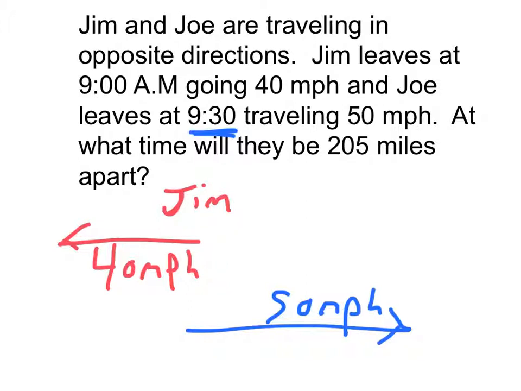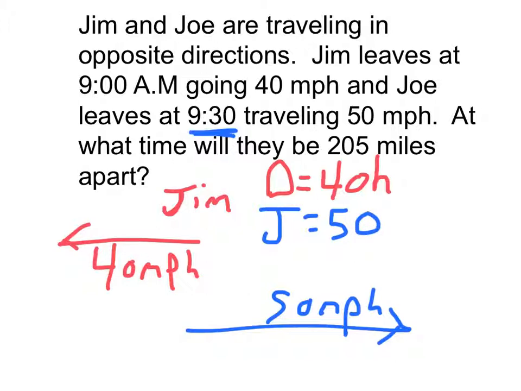Okay, so the distance Jim has traveled, we can make an equation for that. It depends on how many hours we've said he's gone. Jim is going at 40 miles per hour. We use H for hours. And the distance Joe has traveled, it would be 50 miles per hour. But since Joe is delayed a little bit, he leaves at 9:30 instead of 9. That means he's lost half an hour here.